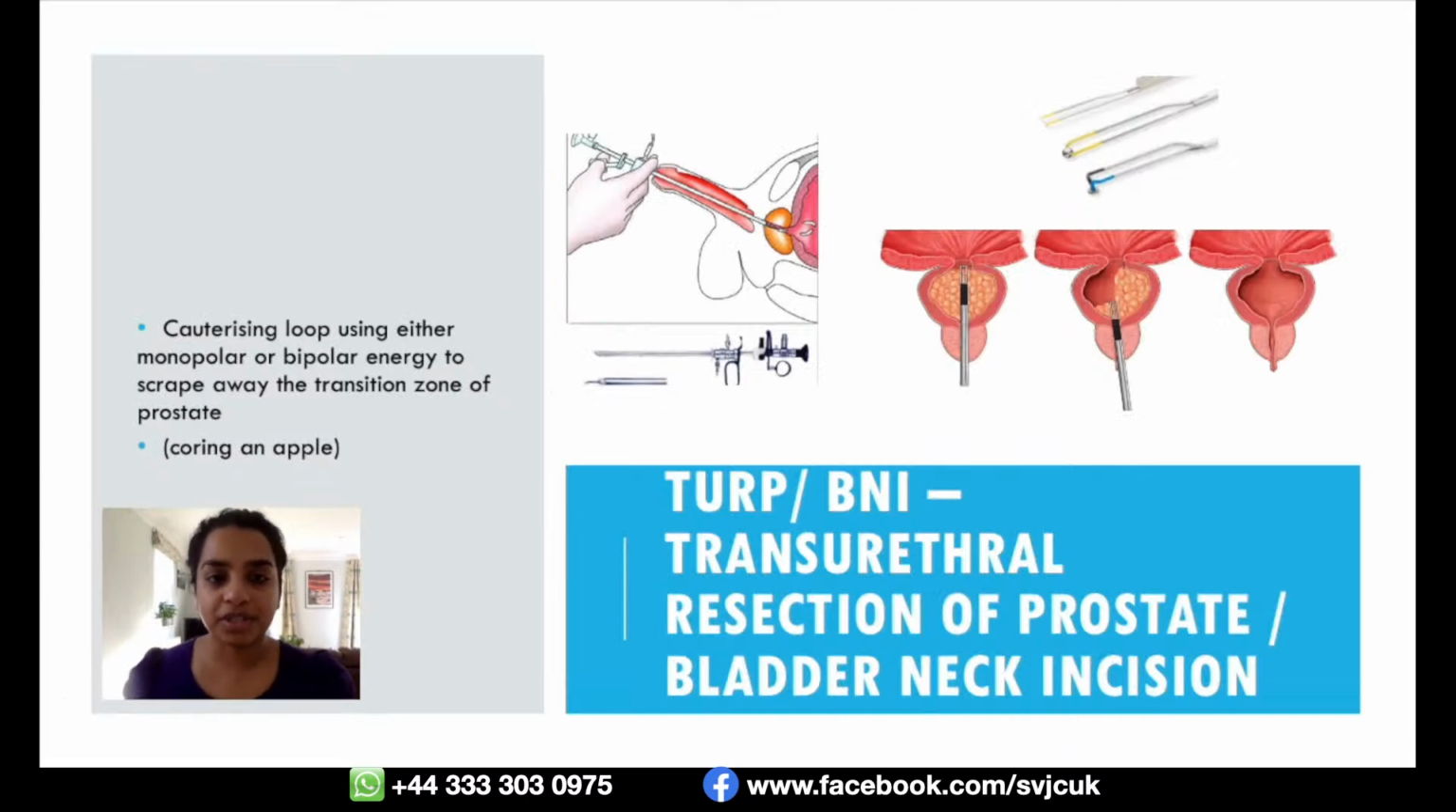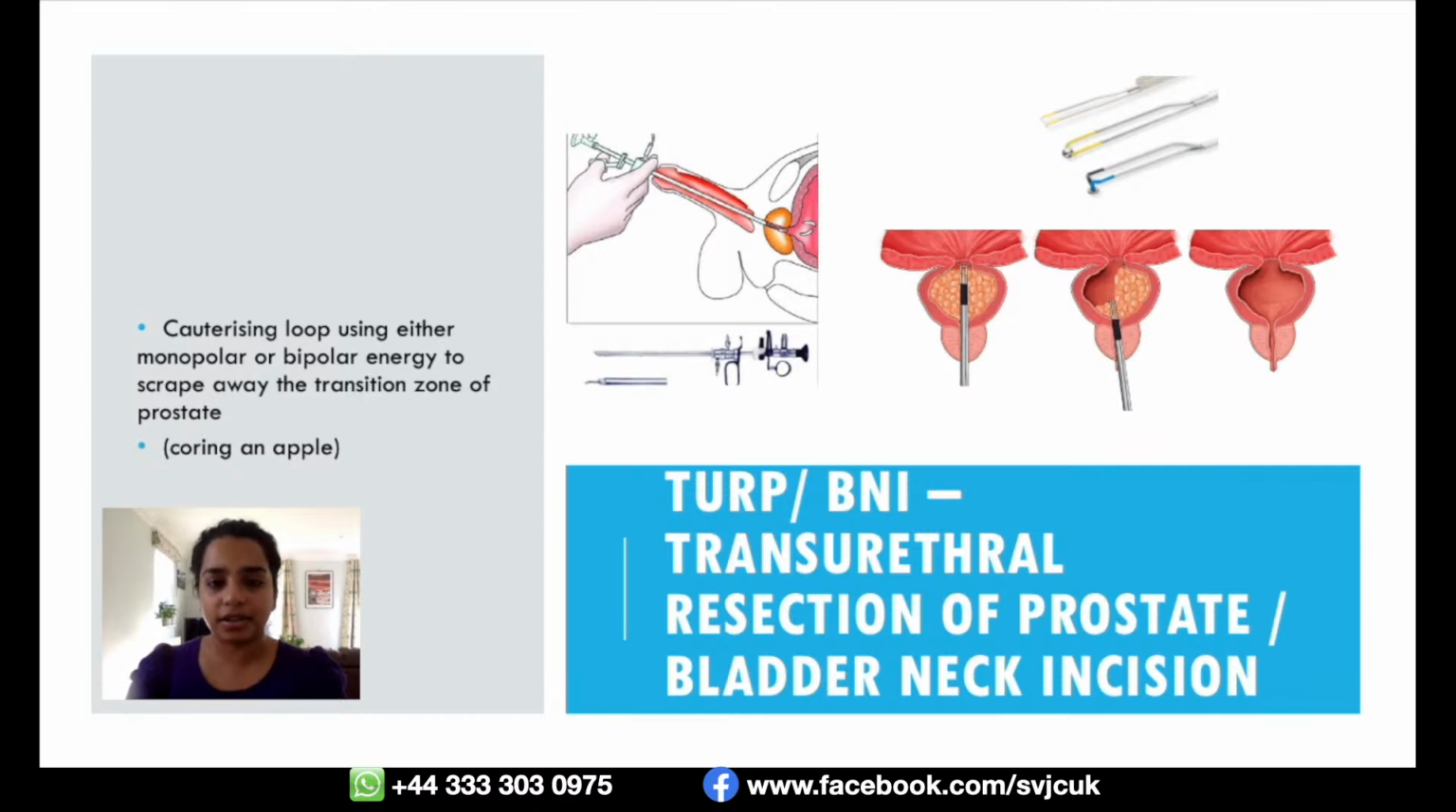Going into a little more detail about the surgical options that I've highlighted, TURP or BNI is where we use a cauterizing loop, either using monopolar or bipolar energy to scrape away the transition zone of the prostate. I've included a small picture here of the process where we gradually try to clear a passage from the bladder neck right up to the verumontanum in order to clear the obstruction.